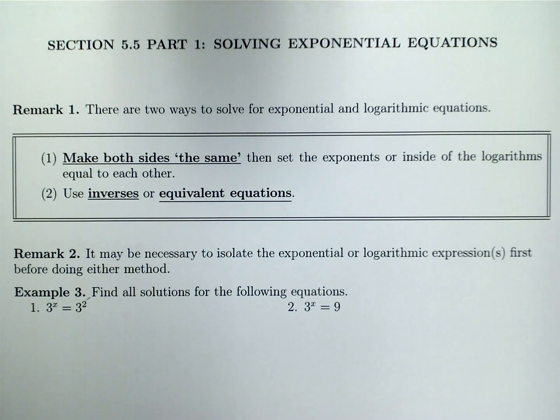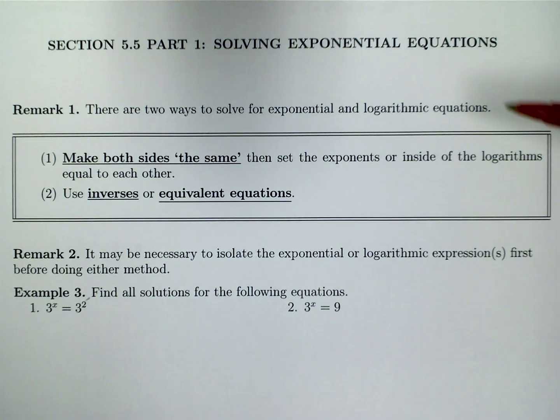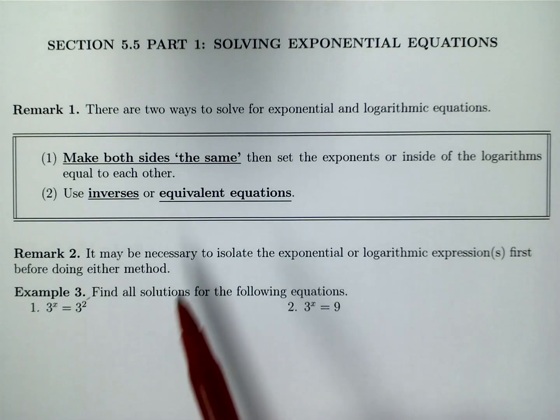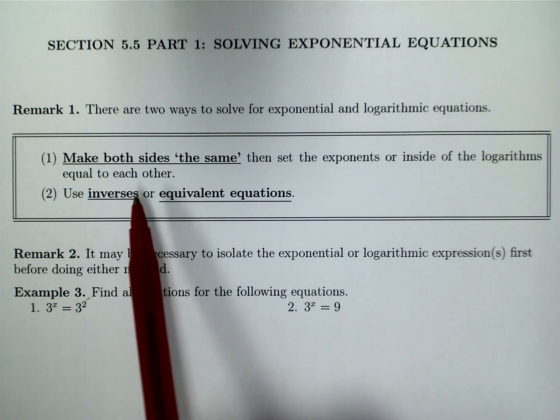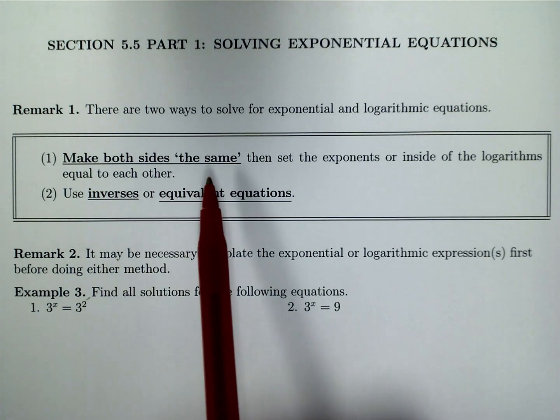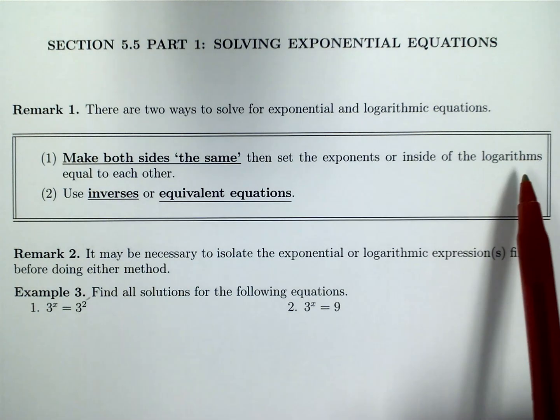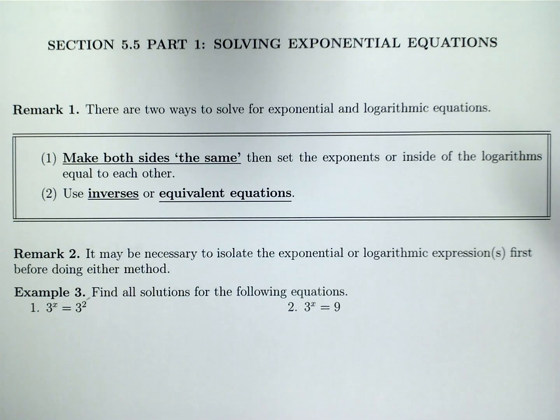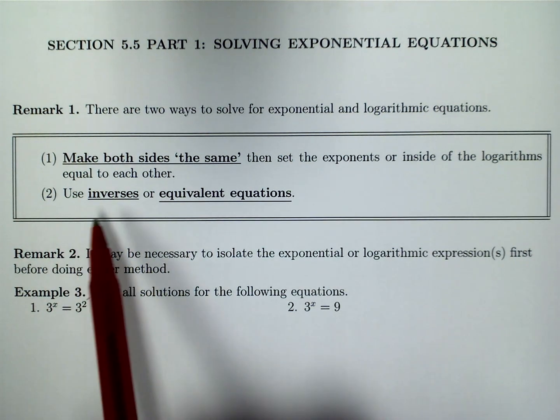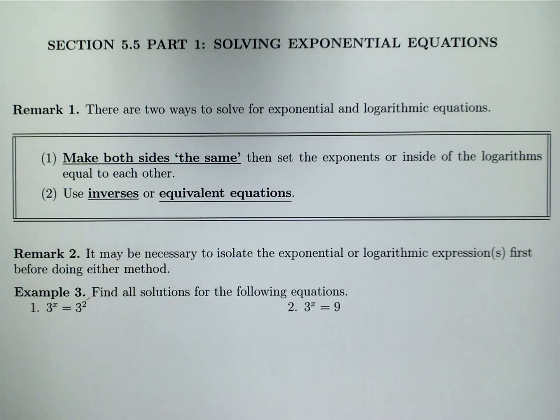There are two ways to solve exponential and logarithmic equations, and both of these methods work for both types. The first method is to make both sides basically look the same, and then whatever's in the exponents or in the insides of the logarithms, you make those equal to each other. The other way is to use inverses or equivalent equations.